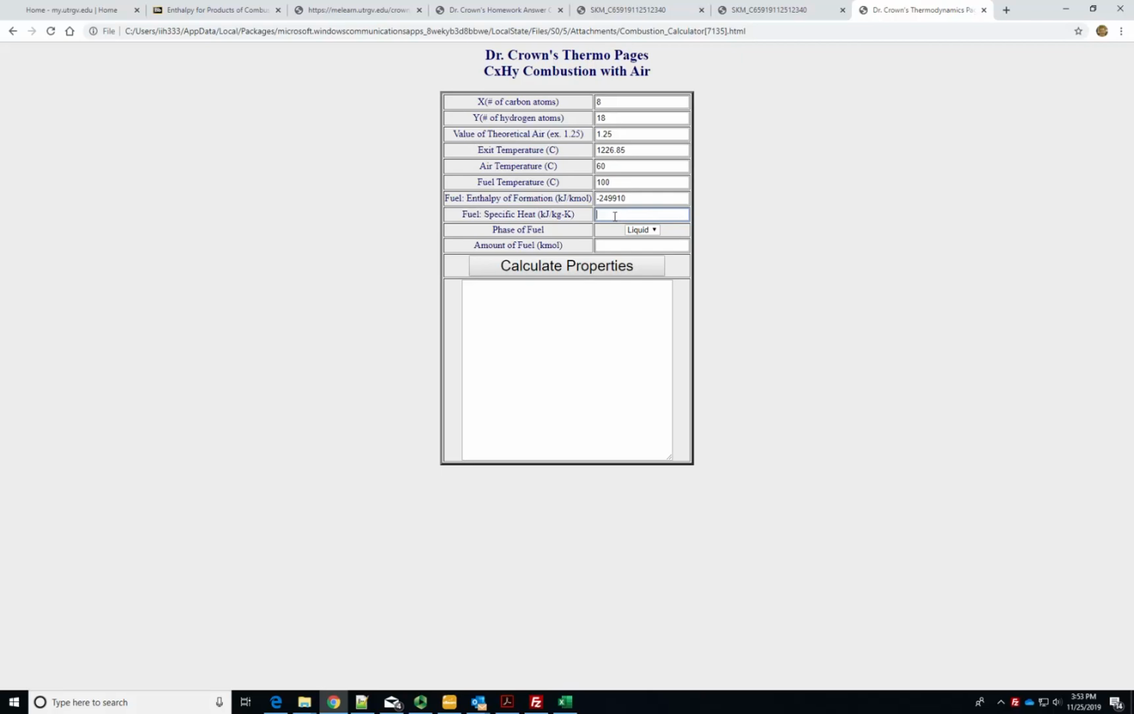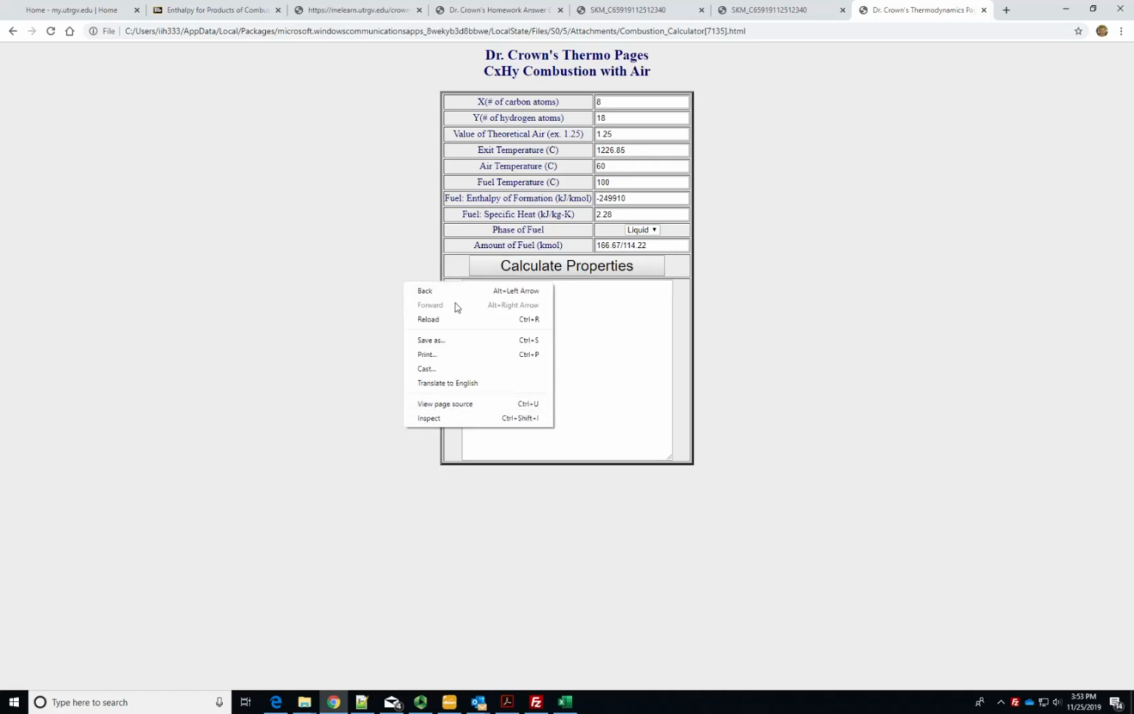Specific heat is given in the problem as 2.28. It's a liquid, and the amount of fuel is given as 166.67 divided by the molecular weight, or molar mass, 114.22. And if you type all that in and click calculate, it should work. Let's see. This is why I like this program.